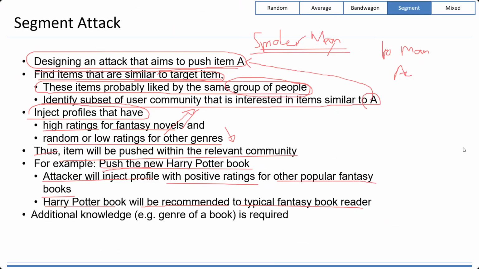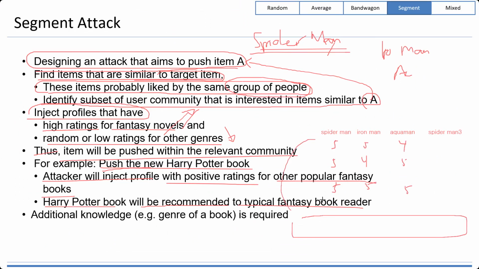So if I have Spider-Man, Iron Man, I like the Spider-Man, and then I like the Iron Man, and then I like, let's say, Aquaman. Okay. And there will be a new movie, Spider-Man 3, for example. So we can just give a very easy injection. This is 5, 5, 4, for example. And then there will be another 5, 4, 5, and then we have another 5, 5, 5. So the target user, yeah, this is the fake user.